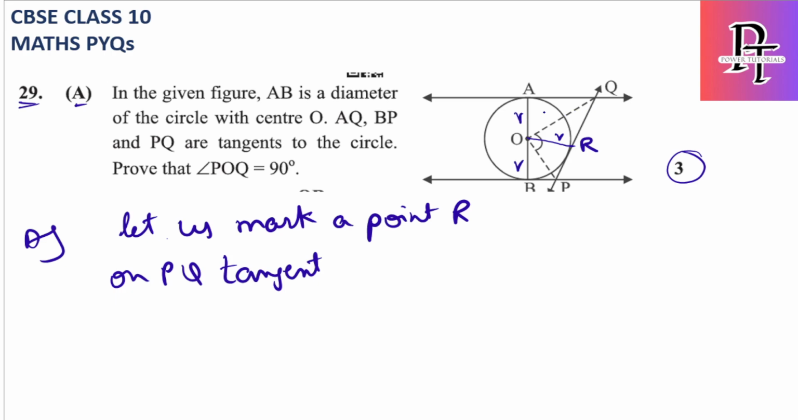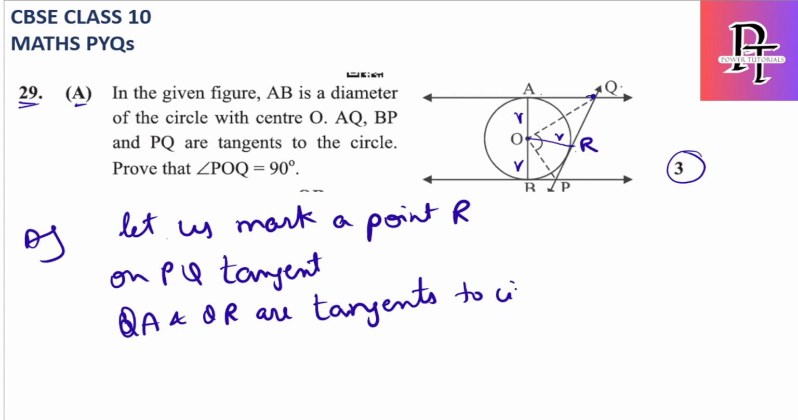Now if you notice, from point Q we have two tangents, QA and QR. QA and QR are tangents to the circle. Second, if you notice from point P, this should be B here, PB and PR are tangents.